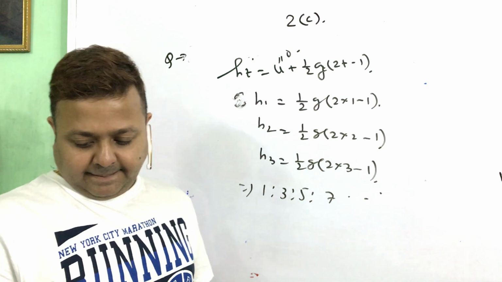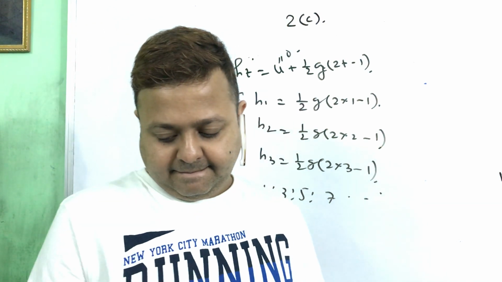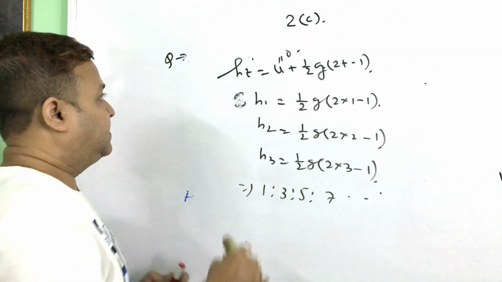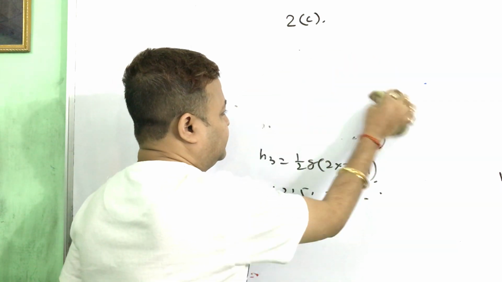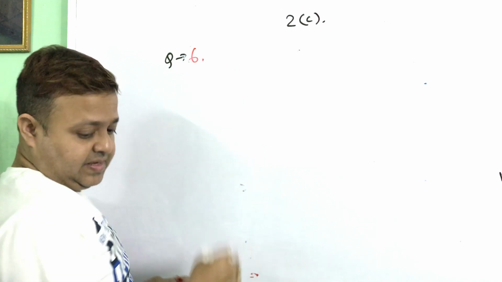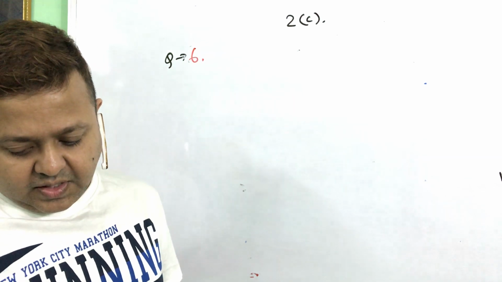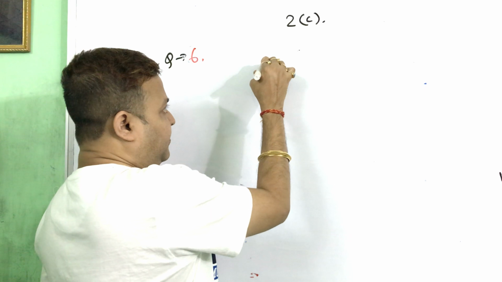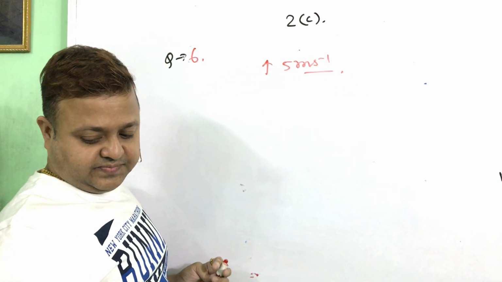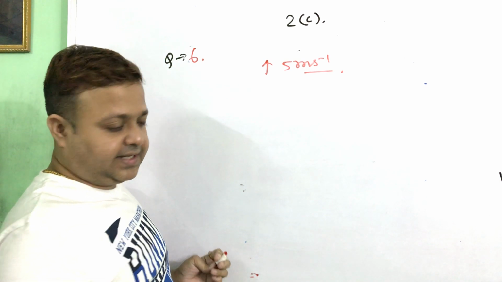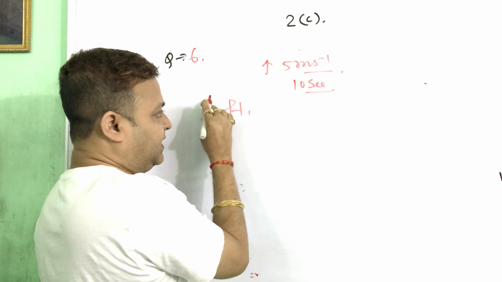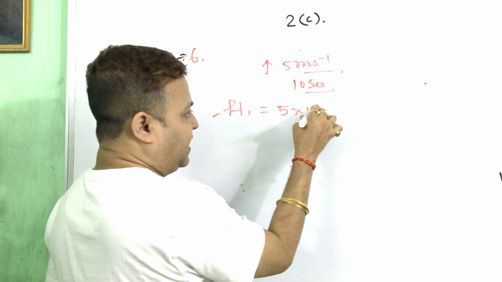Okay. This is number 6. The balloon is rising vertically with a speed of 5 meter per second from the ground, and after 10 seconds a ball is dropped. So the height attained by the balloon in 10 seconds is equal to constant velocity into time, that is 50 meter.